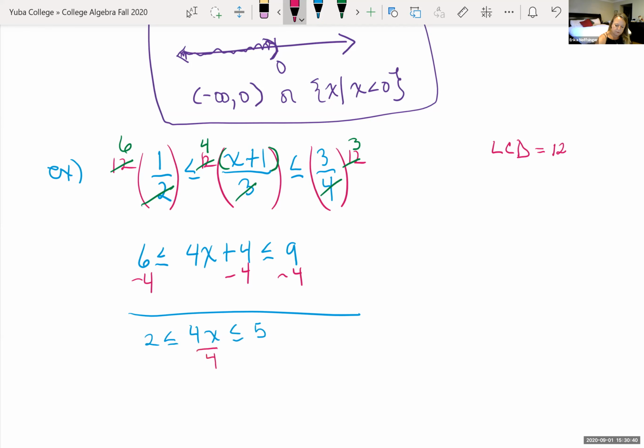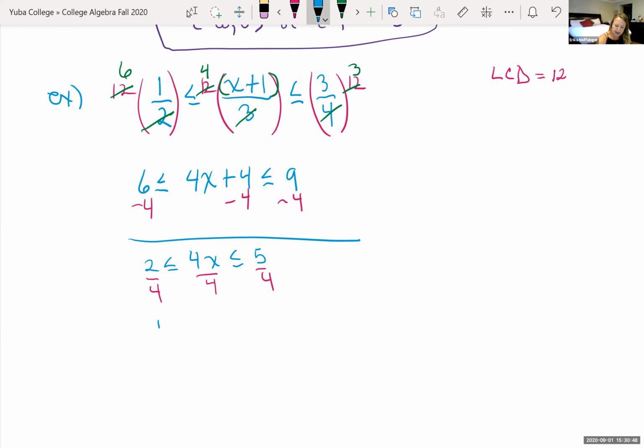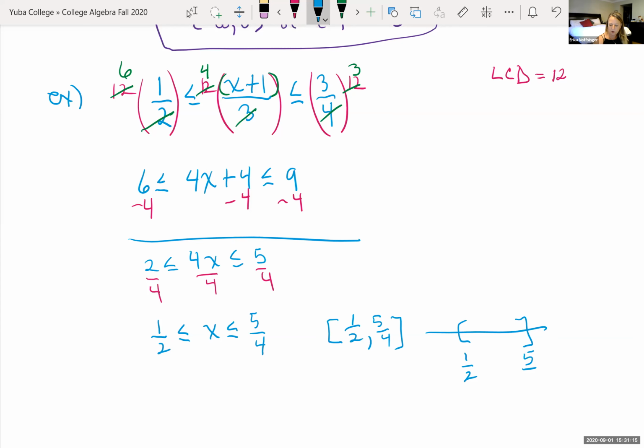I don't want the 4 in front of the x, so we could divide all sides of the inequality by 4. So 1/2 is less than or equal to x, which is less than or equal to 5/4. Or bracket 1/2, comma, 5/4 bracket. And so we would shade everything in between 1/2 and 5/4.